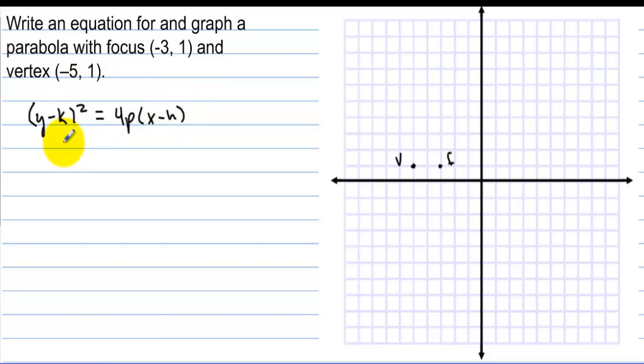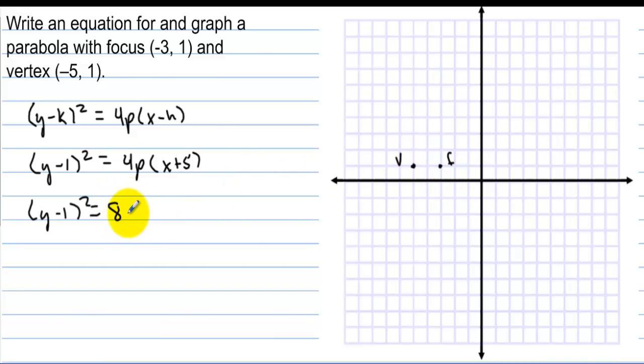And we know the vertex. We know that this is going to be (y - 1)² = 4p(x + 5). And we just have to find the p, and we've got it. Well, p is actually 2 in this case. So we have (y - 1)² equals, with p being 2 because it's going to the right, from vertex to focus is to the right, 8 times (x + 5).